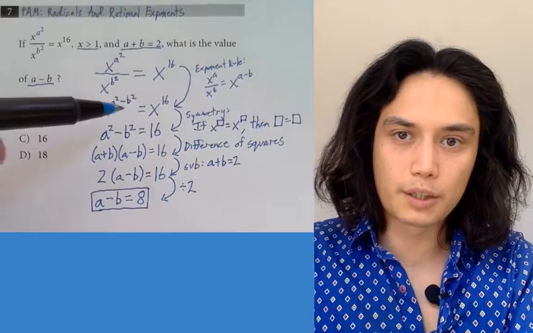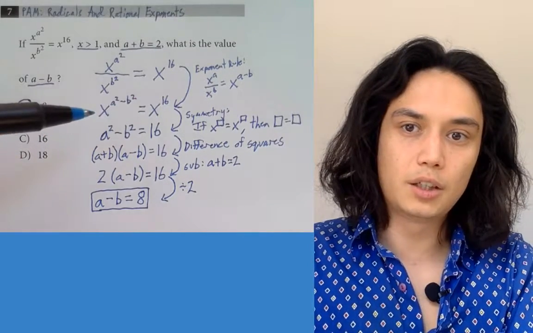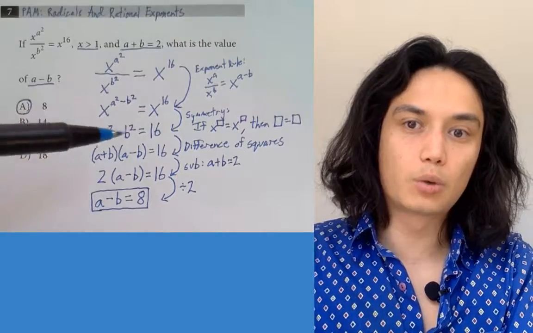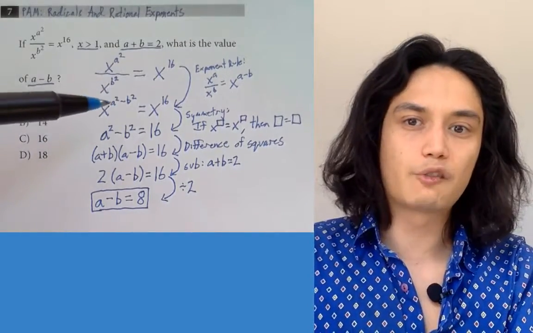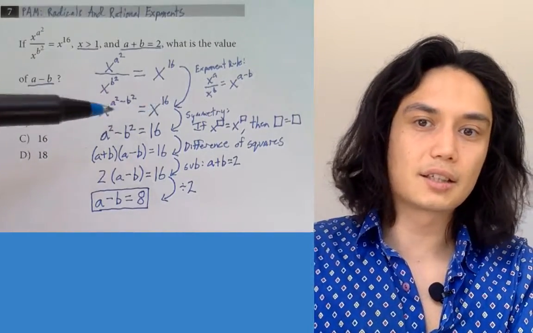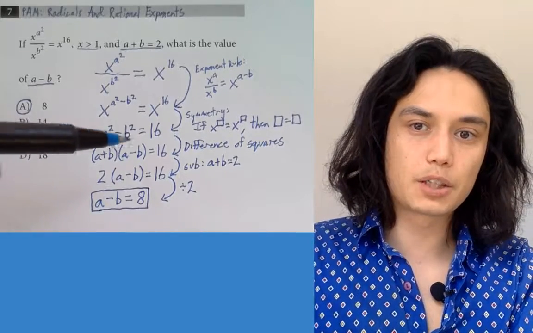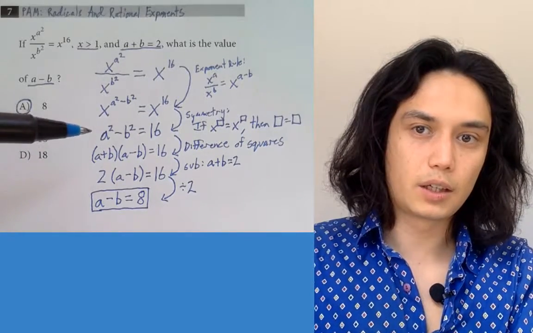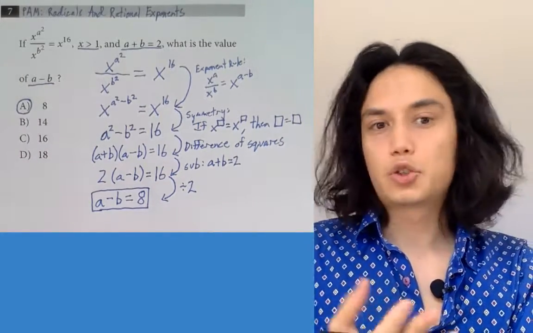That's what's going on here, right? X to the a squared minus b squared, that's x to the something. That's the same as x to the 16. Well, a squared minus b squared had better work out to be 16, because if it works out to be 15, then we're going to be saying that x to the 15 is the same as x to the 16. It's not. The only thing that's the same as x to the 16 is x to the 16. All right, so a squared minus b squared is 16. These two exponents need to be the same. Now here's the tricky trick.